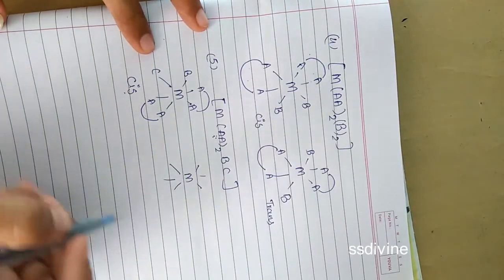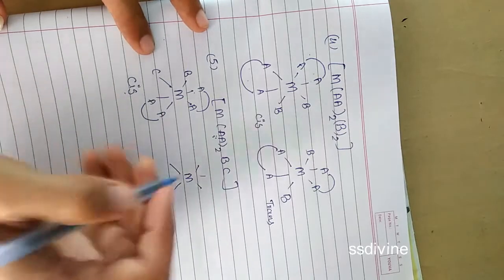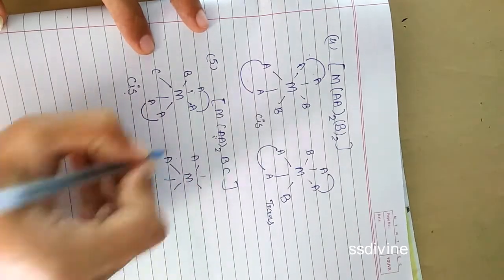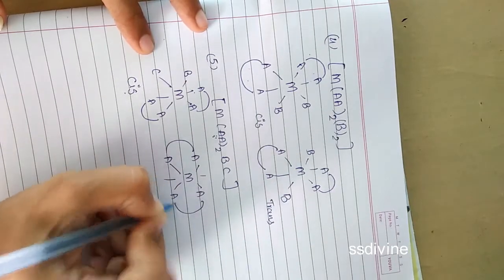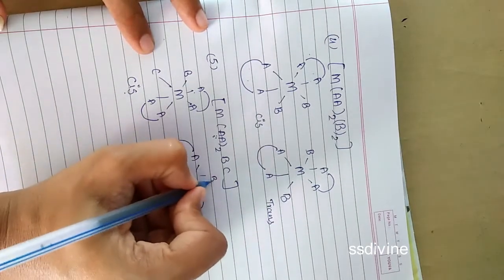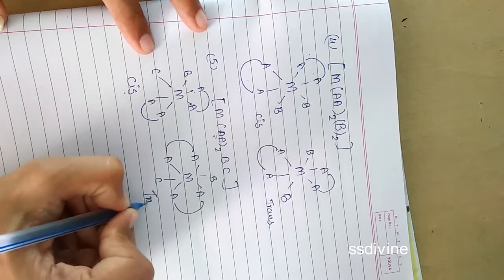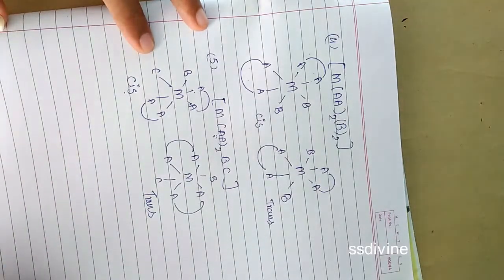How will we make the trans? By keeping this on the opposite side. Let me keep over here AA, AA. So this is on the opposite side. Now keep this B and C. So this is your trans isomerism.